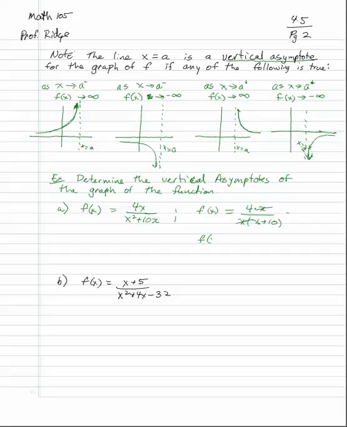So f of x equals 4 over x plus 10, provided x is not equal to 0. Because in the original function, if x is 0, it's undefined: f of 0 is undefined because you get 0 over 0. But if you put 0 into the reduced form, you get 4 over 10, which is 2/5. So they're not equal at that spot.